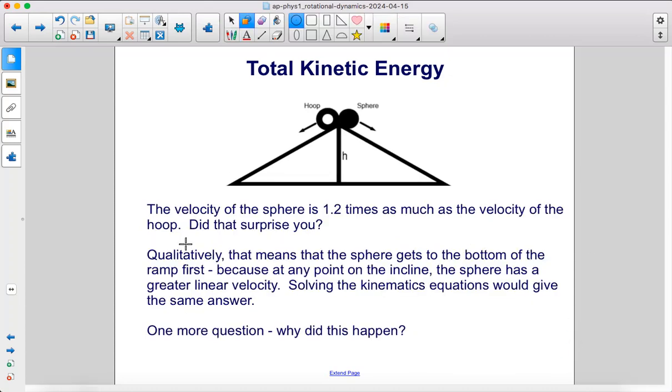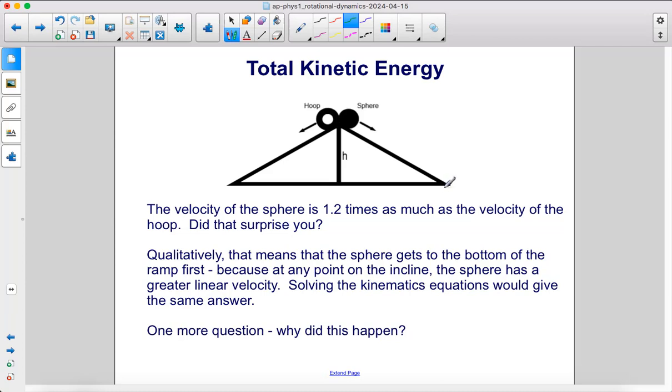The velocity of the sphere is 1.2 times as much as the velocity of the hoop. Did that surprise you? Qualitatively, that means that the sphere gets to the bottom of the ramp first, because at any point on the incline, the sphere has a greater linear velocity. Solving the kinematics equations would give you the same answer.